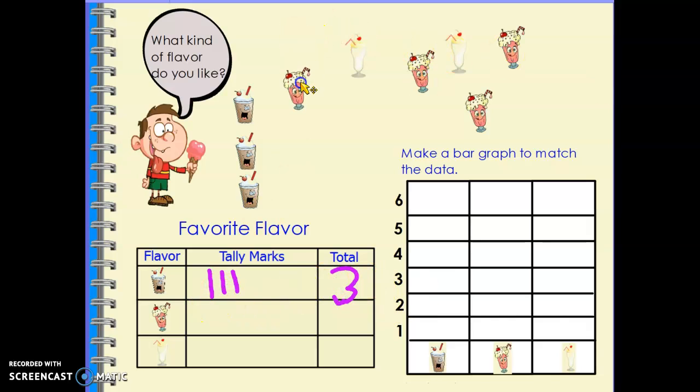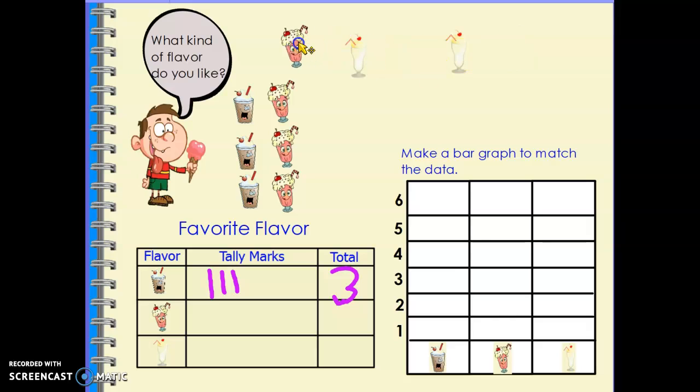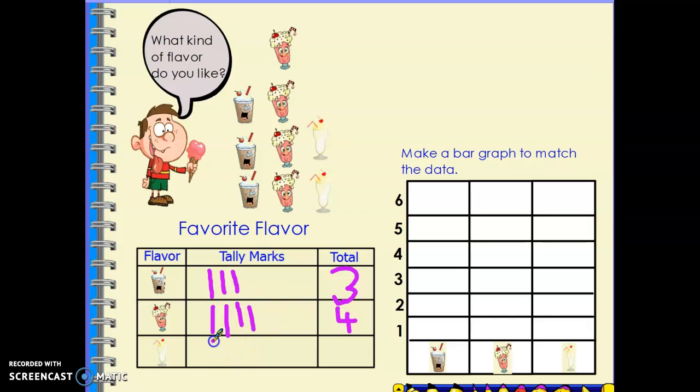Strawberry, let's move it over here. 1, 2, 3, 4. So I have 4 tally marks. 1, 2, 3, 4. 4. And then I have 2 vanilla. 1, 2. I write the number 2.